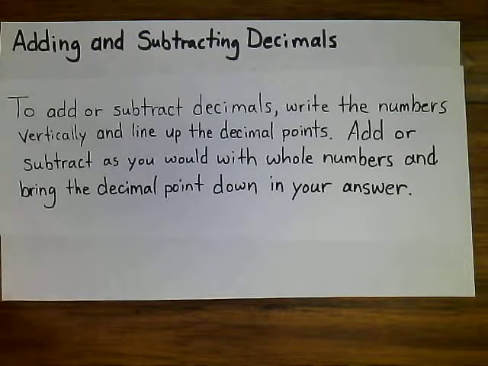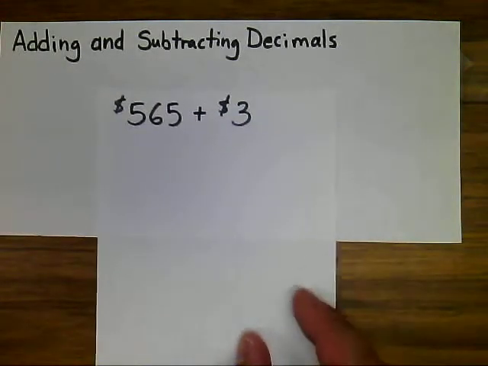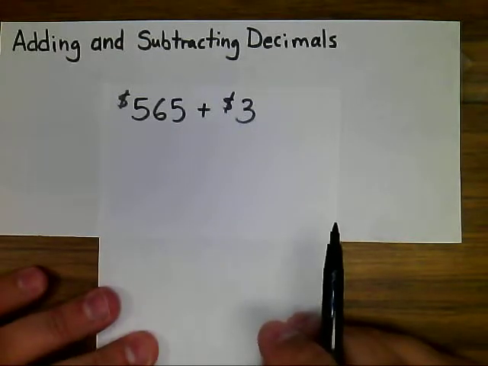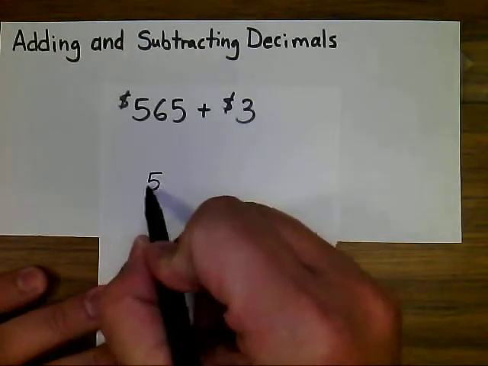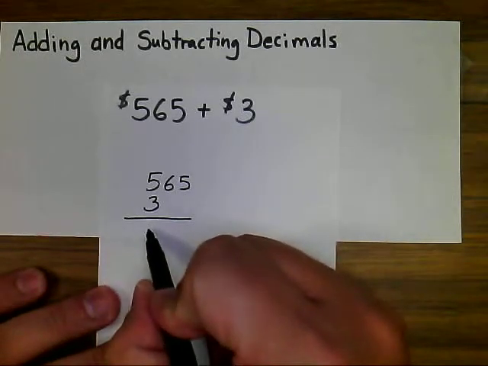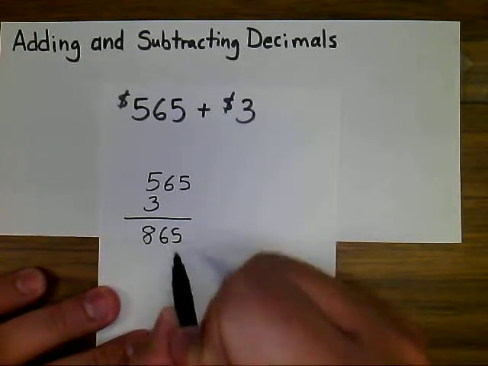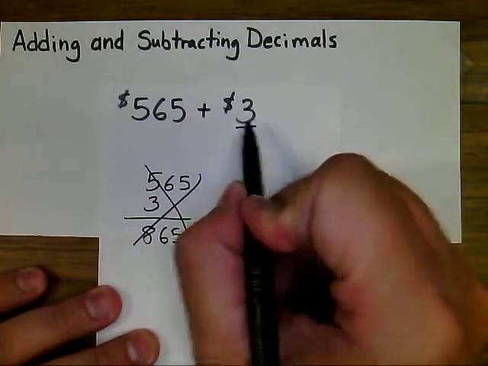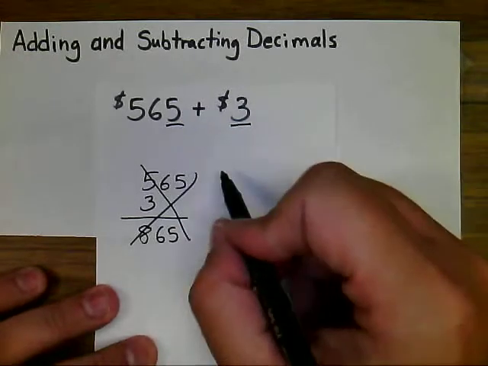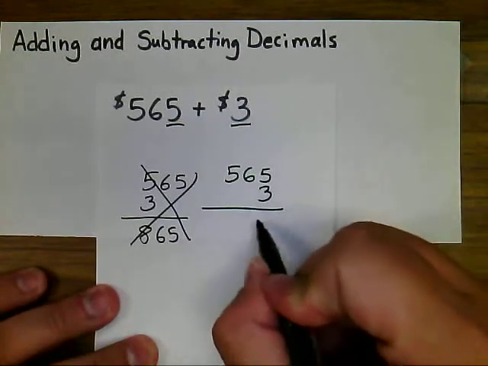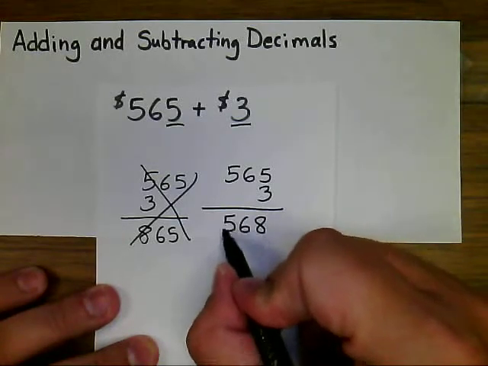Think about a whole number example like this. If you had $565 and then added $3 more, you'd be remarkably foolish to put the 3 here and say that now you have $865. It'd be outright ridiculous. We know that's because the 3 and the 5 are in the ones place when you add 565 and 3. This would be the correct answer.